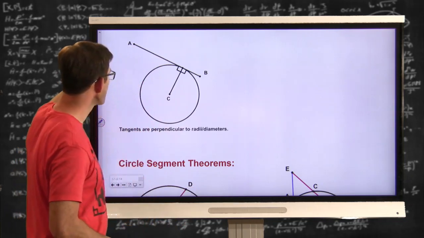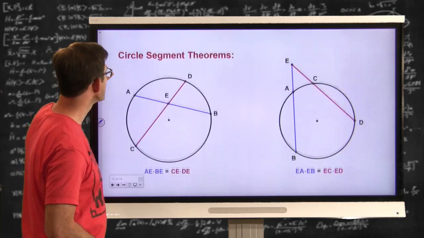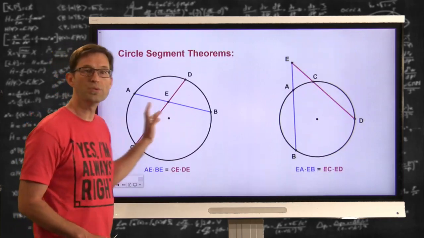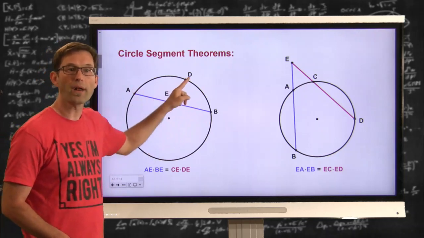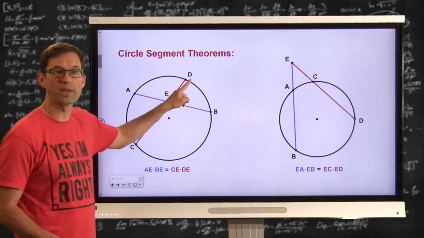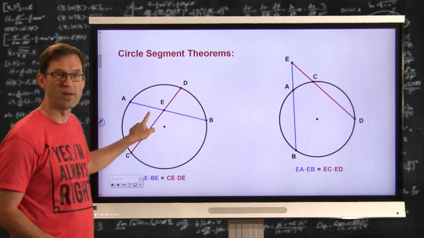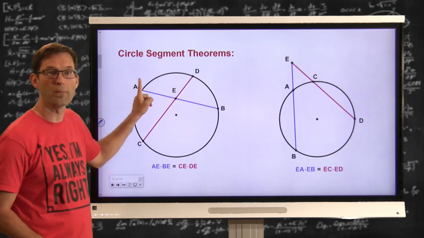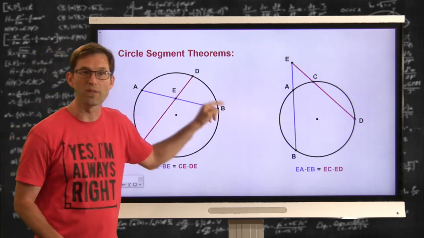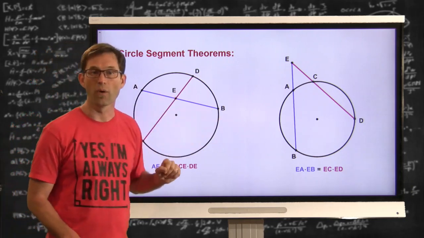Now you've also got some theorems that relate segment lengths. Let's say that we had two chords that intersect within a circle. Then the product of the partitions are equal. So if I take DE times CE, I'm going to get AE times EB. The product of the two partitioned segments is equal.